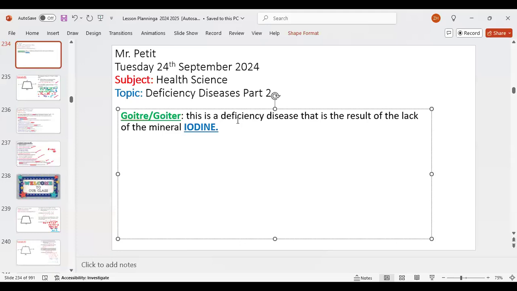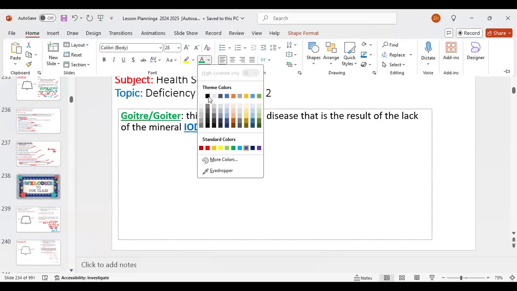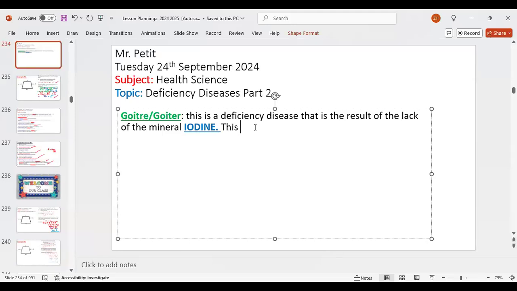So we have to try to have a balanced diet to make sure that we avoid these things. This causes swelling of which gland? The thyroid gland.